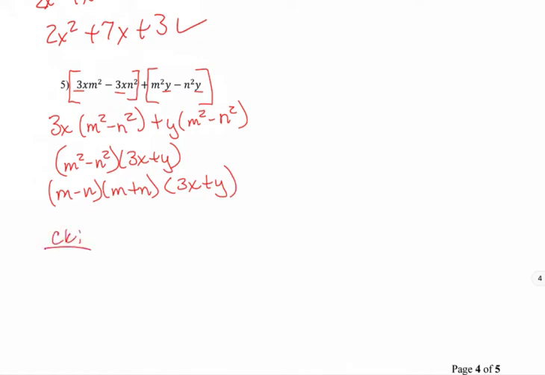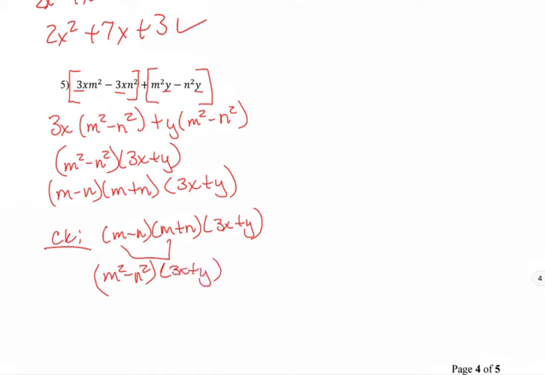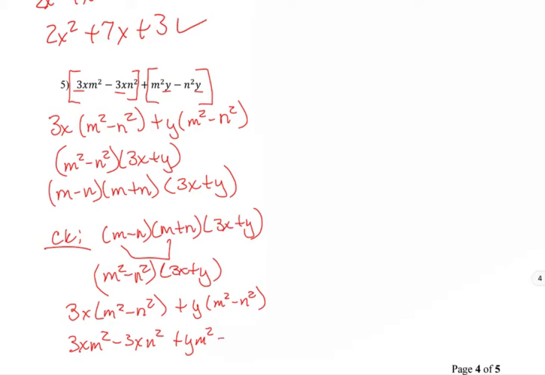My check, I multiply m minus n. I multiply the first two, and I have m squared minus n squared, and I multiply that times 3x plus y, and so I have 3x times m squared minus n squared plus y times m squared minus n squared, and I'm left with 3x m squared minus 3x n squared plus y m squared minus y n squared. And I'm good.